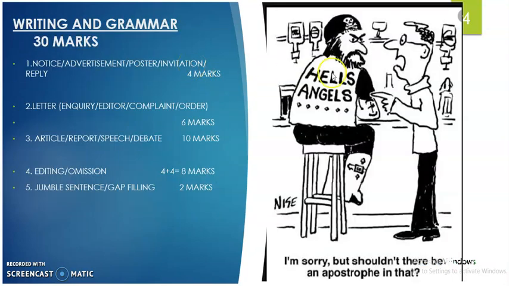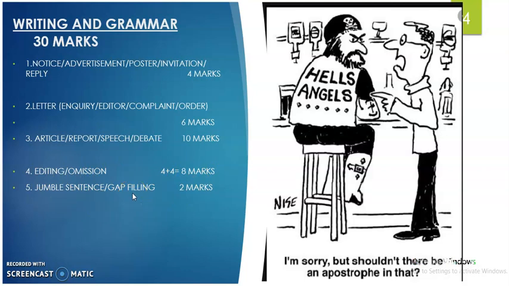The second part is writing and grammar, 30 marks for this. You'll have 5 questions for this part. The first will have either notice, advertisement, poster, invitation or reply, which means you won't have all of them, but you'll have any one of these for the first question of 4 marks. Number 2, you'll have letter of inquiry, editor, complaint, or order for 6 marks, any of these. Next up will be 10 marks, either an article, report, speech, or a debate. Next one would be editing and omission, 4 plus 4, and then there will be jumbled sentences and gap filling.